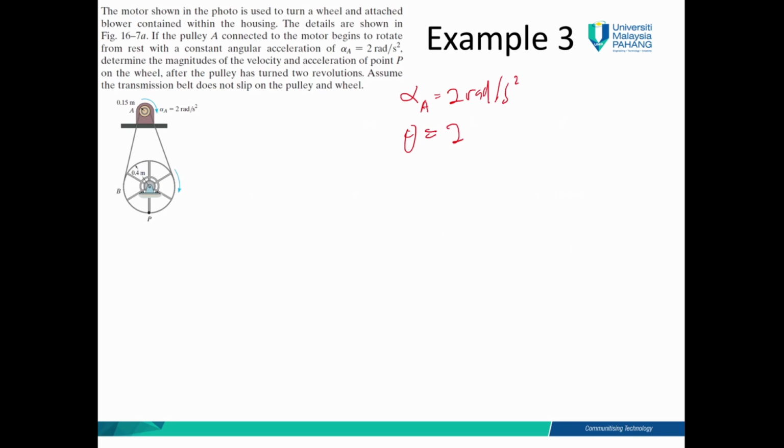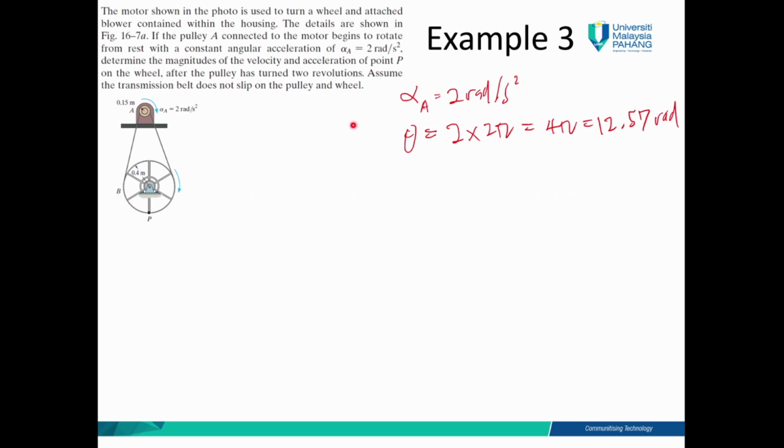2 revolution, how many radian? You know 1 revolution is 2 pi, right? So meaning your displacement is 4 pi, and as you know, pi is 3.142, right? So you can calculate if you want directly and get the values, which should be 12.57 radian. Okay, so you have this. You know the acceleration is constant, so you can use your formulas.